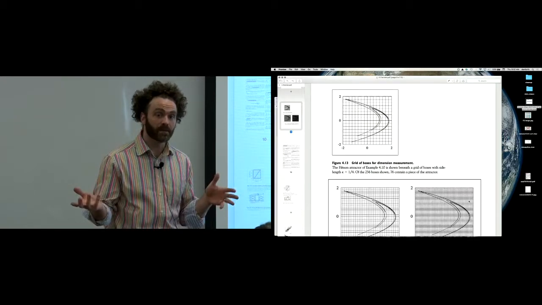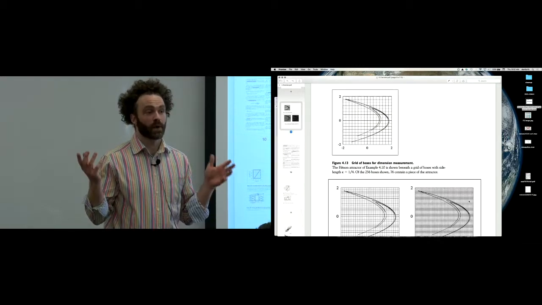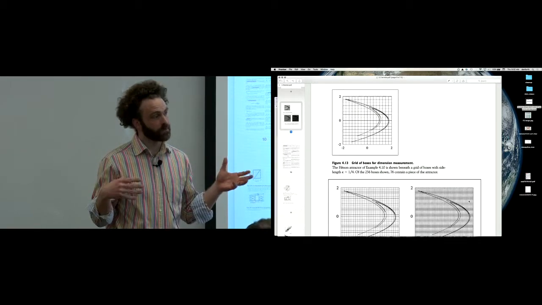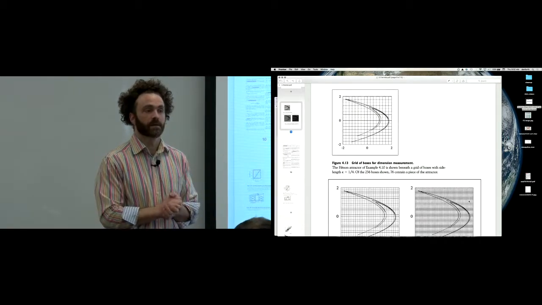Today we'll talk about a different way to measure dimension that will be probably a little more confusing, harder to draw, but it's good for data.